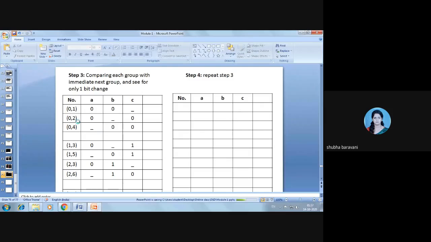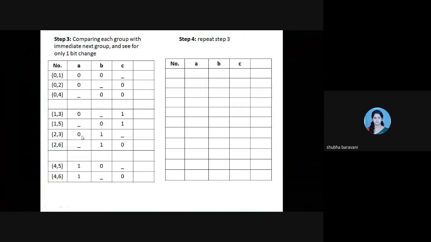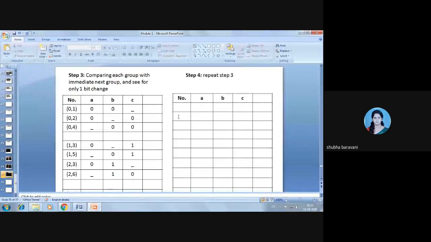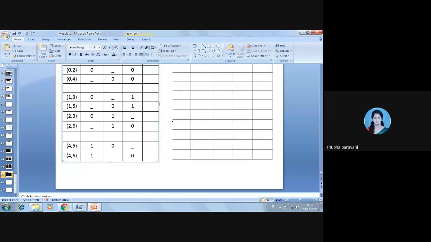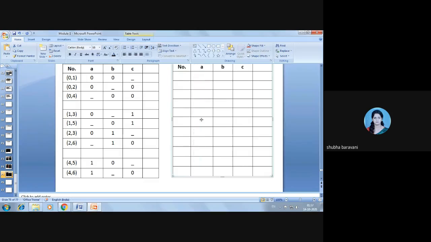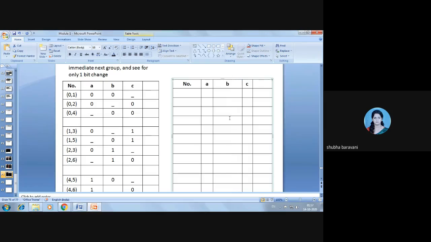Now I'll compare, see here what I'll do, I'll compare 0 1 with 1 3, 0 1 with 1 5, 0 1 with 2 3, 0 1 with 2 6, 0 2 with 1 3, 0 2 with 1 5. So understanding? Are you understanding what to do in step 4? You do the step 4. Let me see the answers. Once you are done, you let me know.